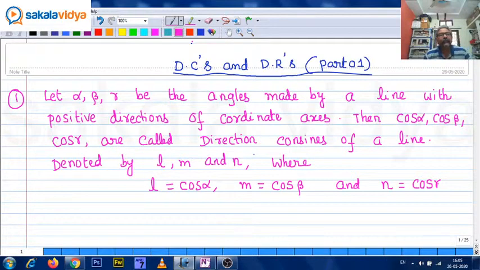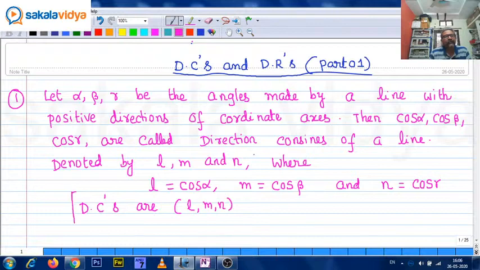So for example, let alpha, beta, gamma be the angles made by a line with the positive directions of coordinate axes. Then cos alpha, cos beta, cos gamma are called direction cosines of a line, denoted by L, M, N, where L is equal to cos alpha, M is equal to cos beta, N is equal to cos gamma. We write direction cosines as DCs also. Shortly, in this lesson we use DCs. DCs are L, M, N. So we write like this in this chapter.